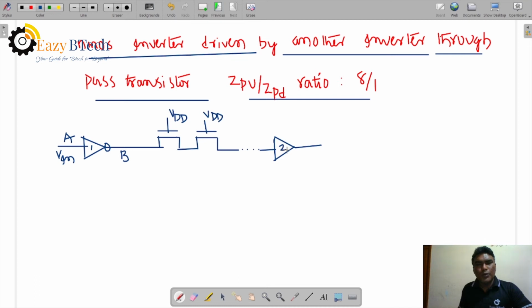So inverter 2 has this input and this output. The input is through a pass transistor with threshold voltage VTP. VTP is the NMOS pass transistor threshold voltage.